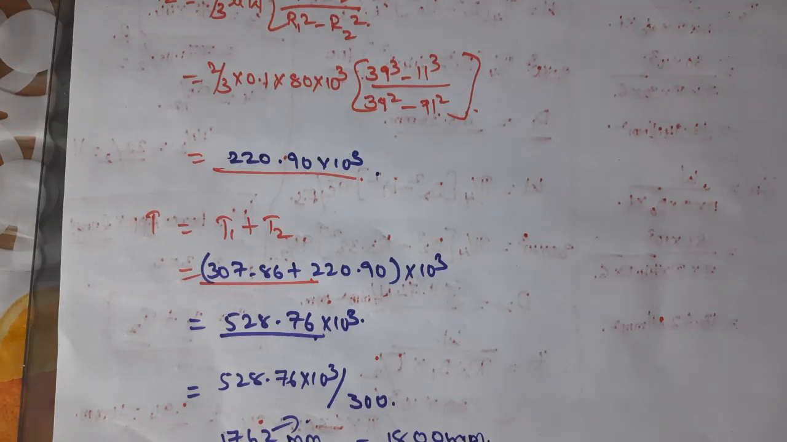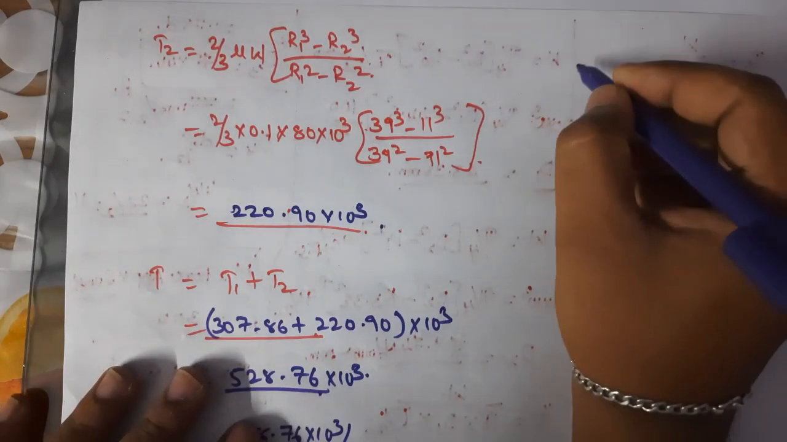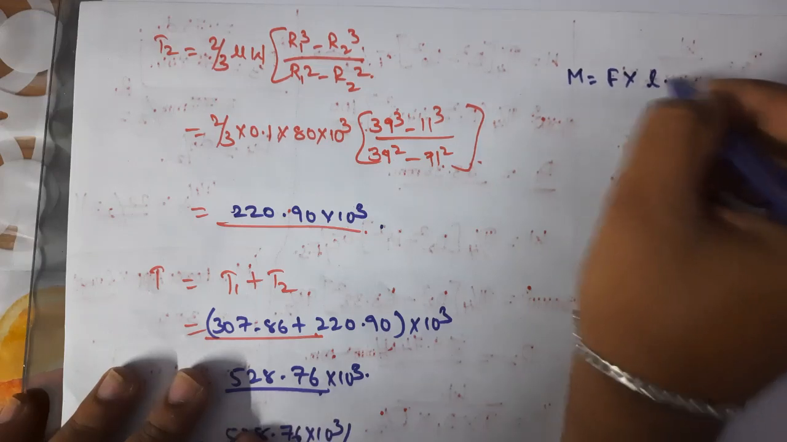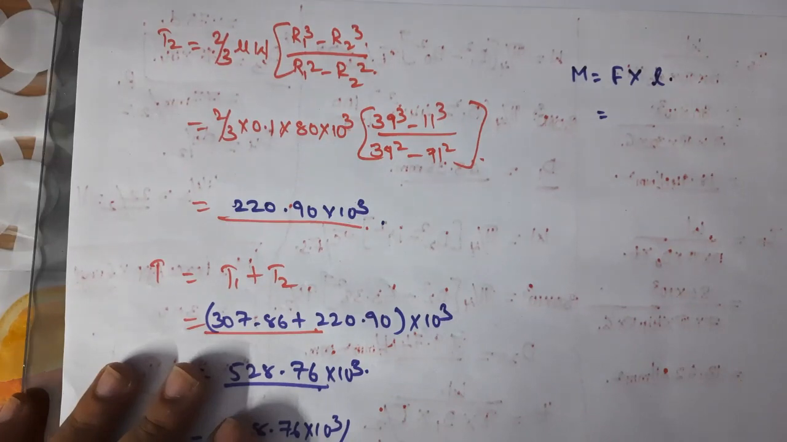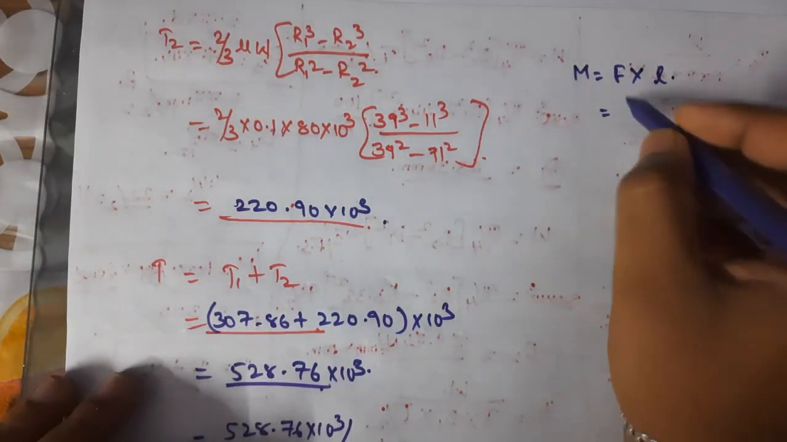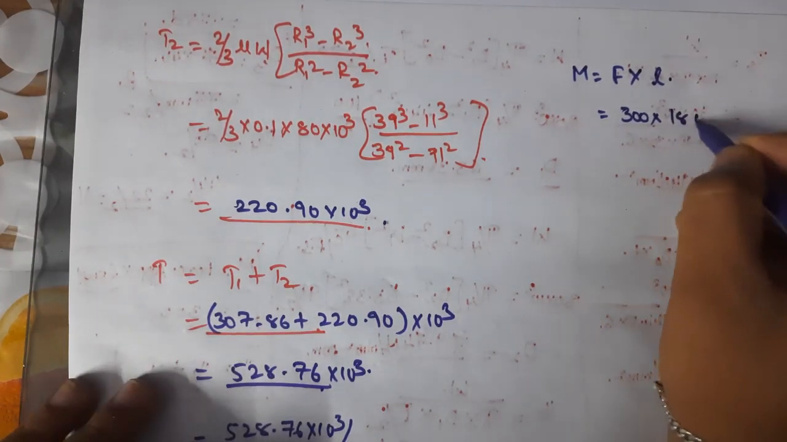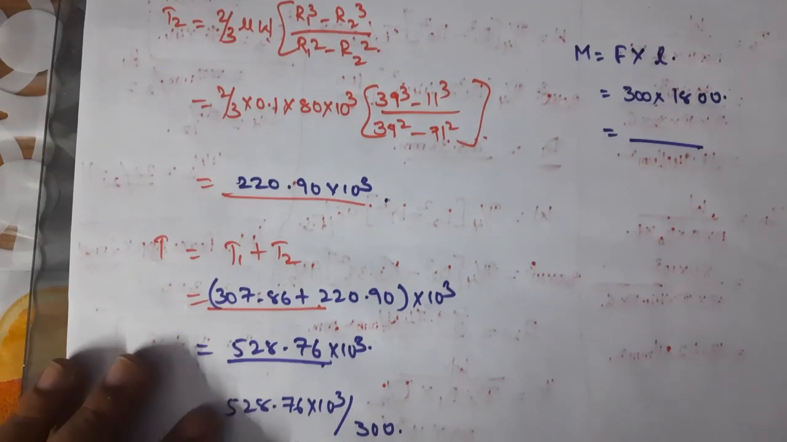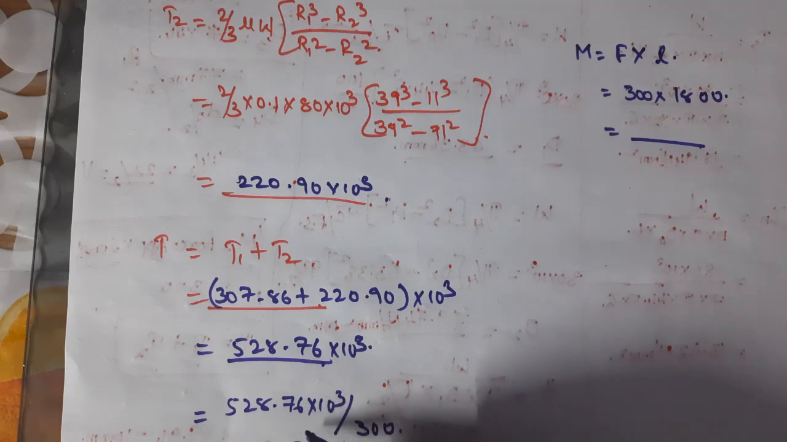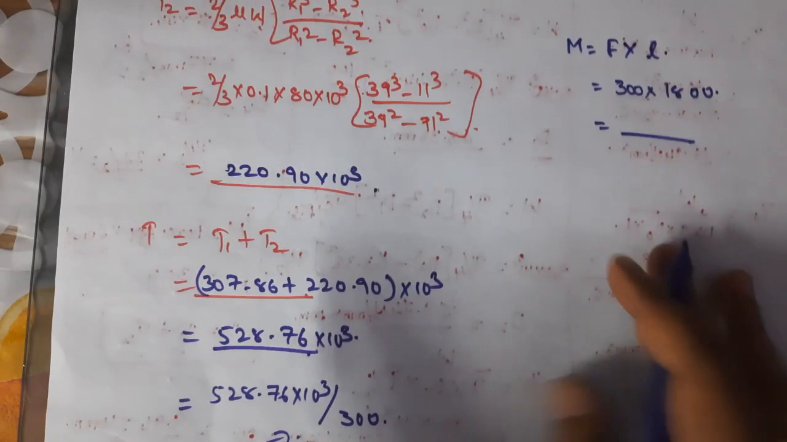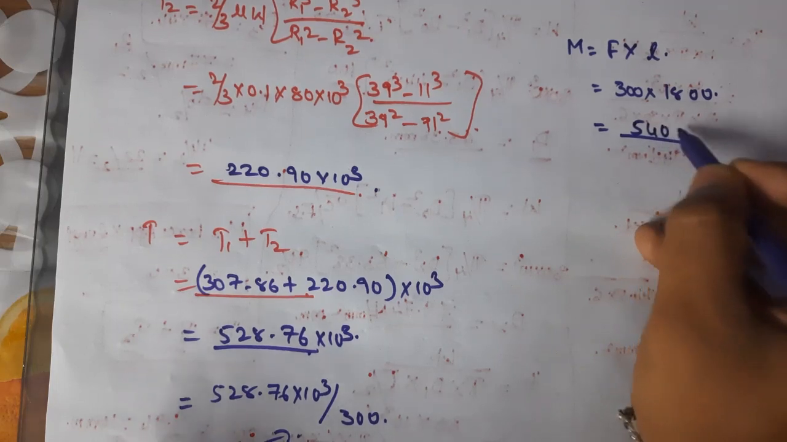The next thing that we have to do is calculate the M value. M is equal to force applied into length of the lever. So M is equal to force applied, 300, into 1800. We will be getting almost the same answer as here. 1800 into 300 gives 540 into 10 to the power of 3.